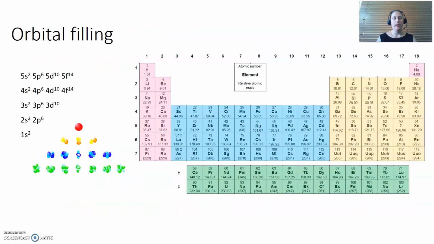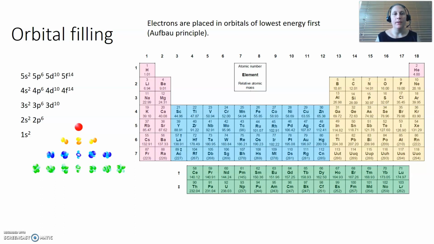Okay, so that begs the question, how are those orbitals filled? If we're making an atom, what electrons do we put in what orbitals and in what order? The rule that governs this is the Aufbau principle, which says that electrons are placed in orbitals of lowest energy first. So, which one's the lowest energy? I recommend drawing this orbital filling diagram, which you find over here on the left side of the screen. I'm going to show you how to do one.